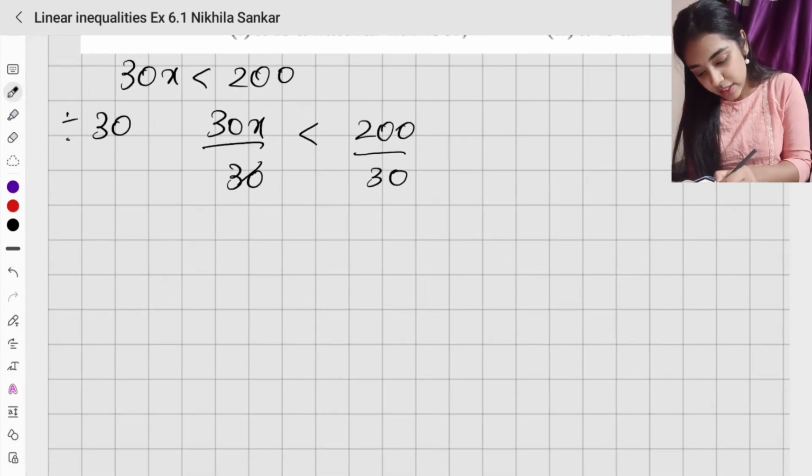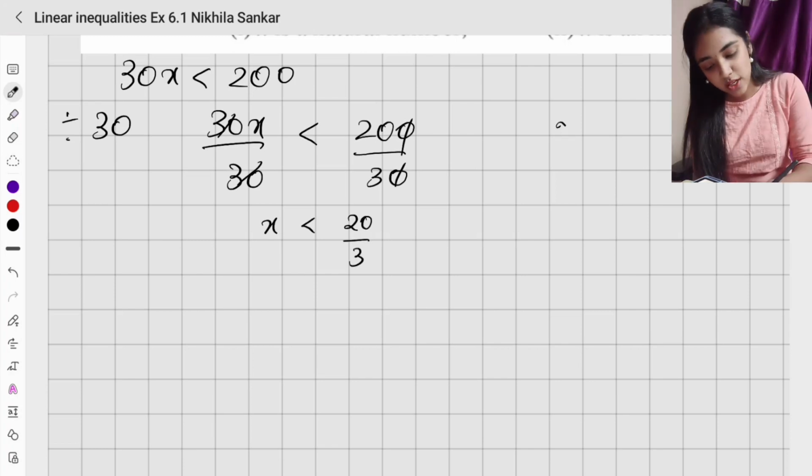So what will I have? The 30 and 30 cancel, I know. So x is less than, the 0 and 0 cancel, 20 divided by 3. 20 divided by 3 is what? Some 6 point something. So 20 divided by 3 is 6, since 6 times 3 is 18, remainder 2.